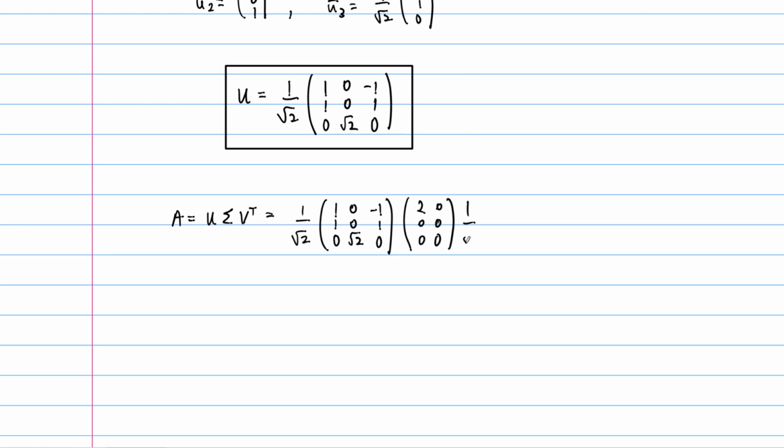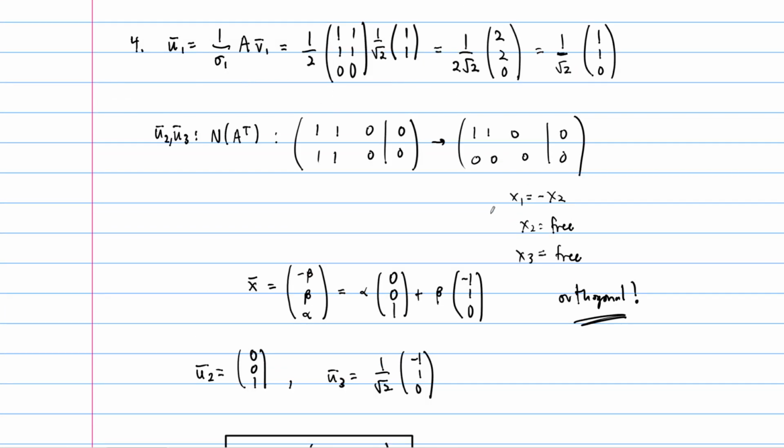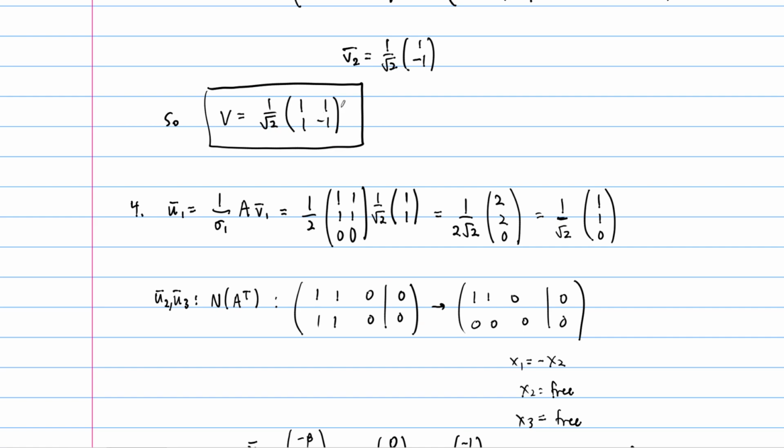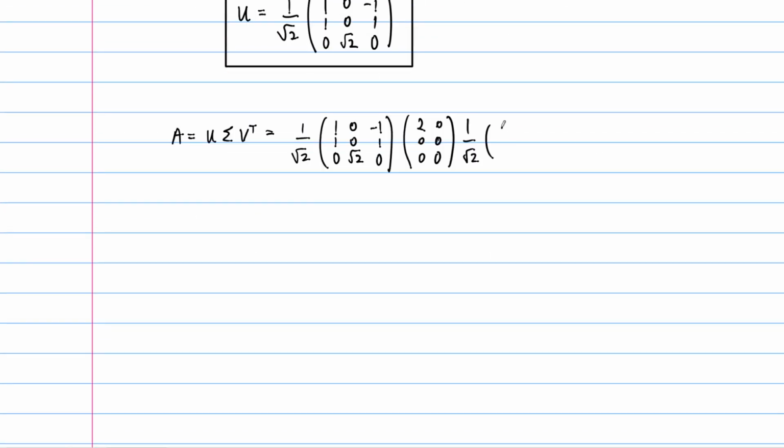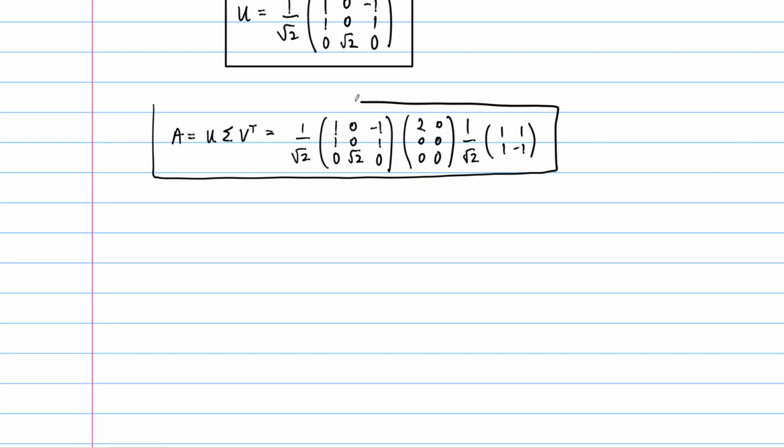And then 1 over root 2 times the 2 by 2 matrix V transpose. Transpose, though, is not going to change anything for this one. This one's symmetric. 1, 1, 1, minus 1. All right, and so there's the full singular value decomposition of this matrix A.